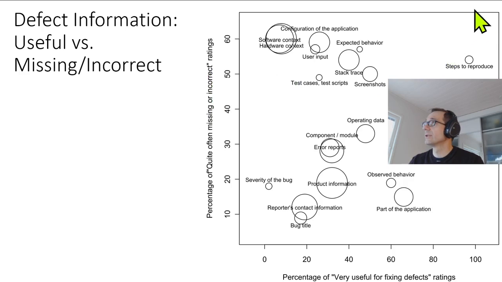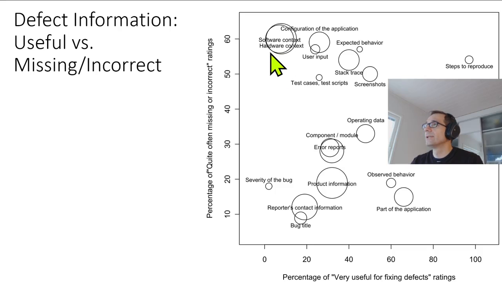Now if we start to look coming down from the top right, we can see that steps to reproduce is very useful, and 50% consider that this is quite often missing or incorrect. So the same story here. Steps to reproduce, very useful, but not as often correct as the software developers would like it to be.